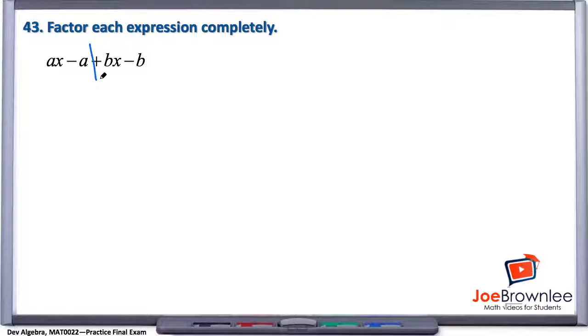So let's go ahead, take the expression, and we'll split it right down the middle so that we have 2 terms on the left, 2 terms on the right. And looking at the 2 terms on the left, we can see that A is our GCF. We can factor out an A. And when we pull out an A, let's see, what are we left with? Here we can see the A's cancel, so we're left with just an X. Negative A over A is simply a minus 1.